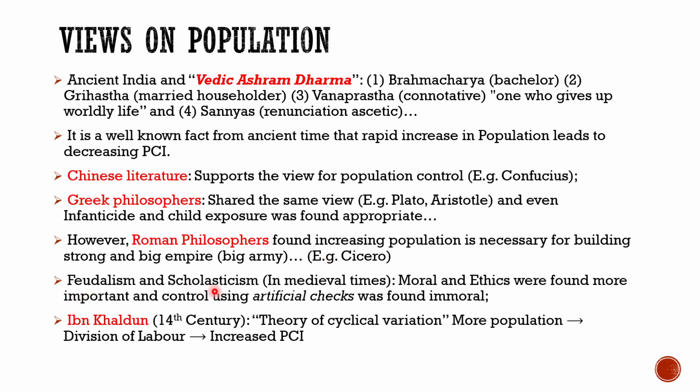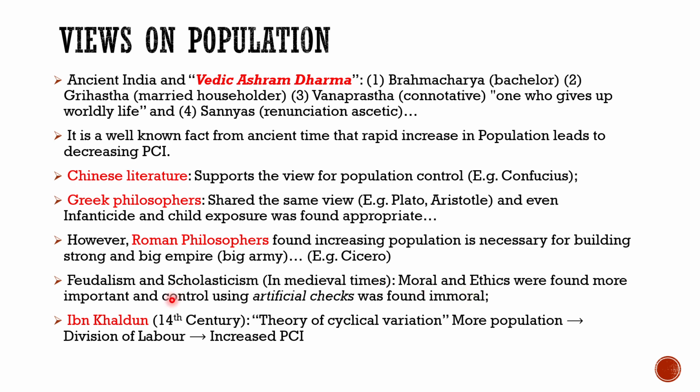In medieval times, in the times of feudalism and scholasticism, morals and ethics were found more important, and control using artificial checks was found immoral. As we talk about population control, what actually are these artificial checks? They include methods of abortion, contraception, fertility control, sterilization, etc.